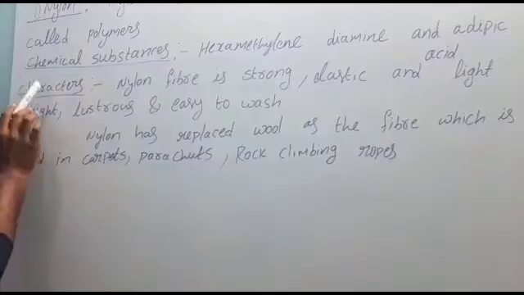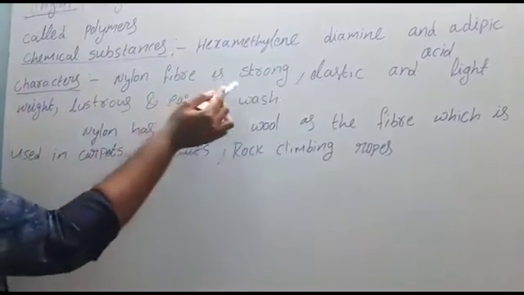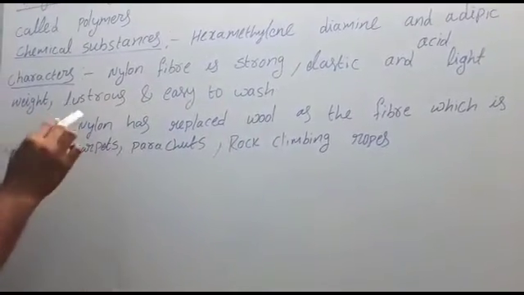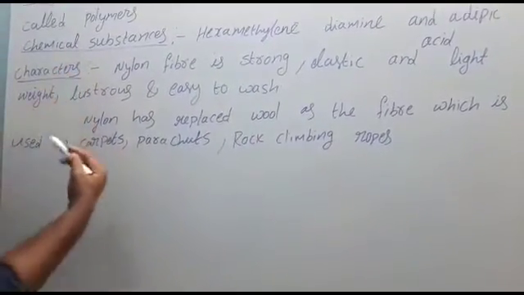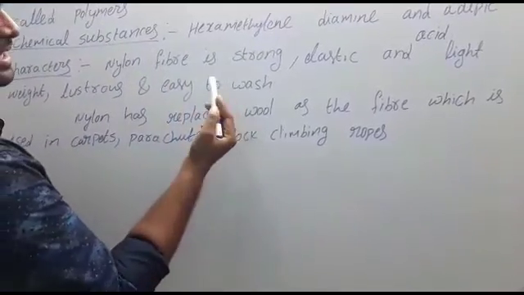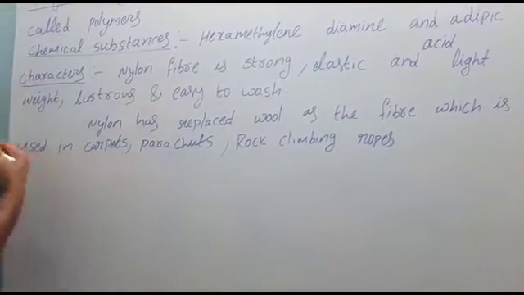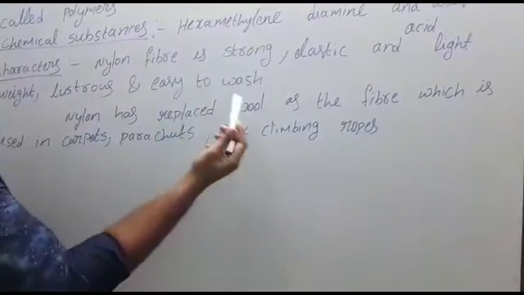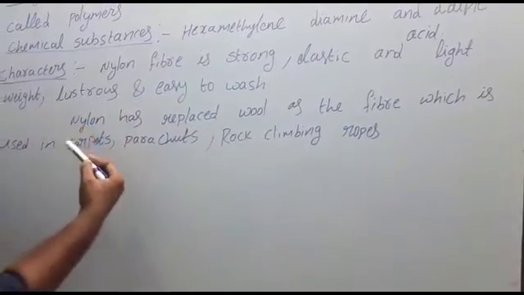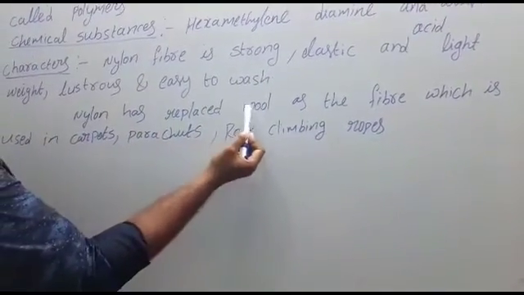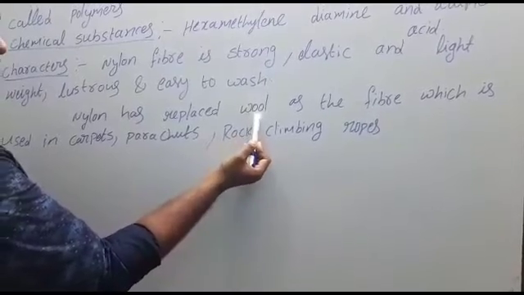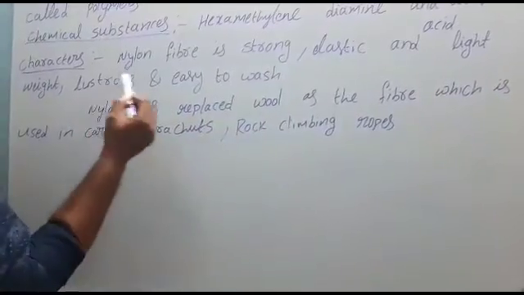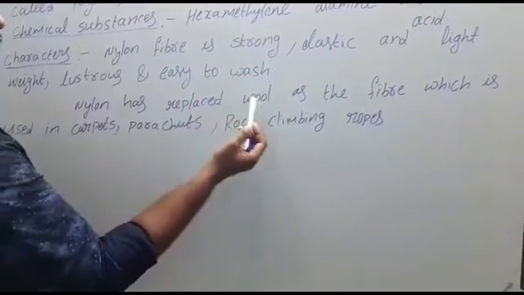Now we see the characteristics of nylon. Nylon fiber is very strong, elastic, lightweight and lustrous. Lustrous means shining. Nylon has a shining nature and is easy to wash. We can wash nylon fibers easily. Nylon has replaced wool, meaning instead of wool we can use nylon. Nylon has the characteristics of wool. Wool is a natural fiber and nylon is a synthetic fiber.